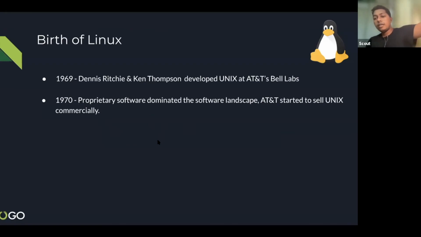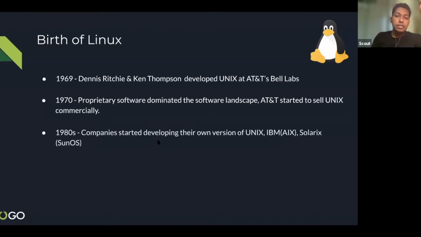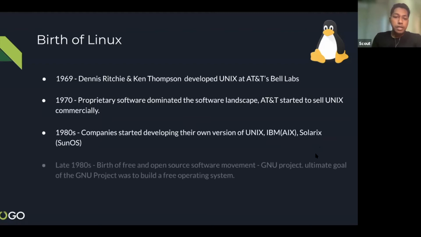And in 1970, proprietary software dominated the software landscape. AT&T started to sell Unix commercially, and in the 1980s, companies started developing their own versions of Unix. These are like IBM AIX, Solaris, or SunOS, something like that.